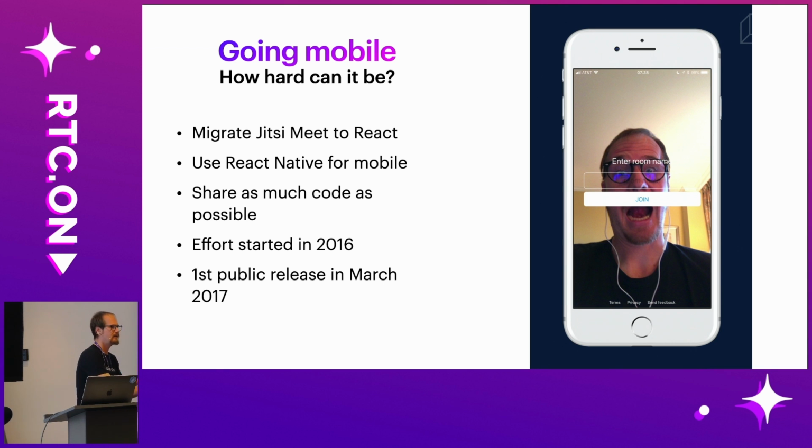Then we're going to use React Native for mobile, and we are going to leverage all of that code that we had already written. All the business logic, your middlewares, your reducers, everything would be shared, except we would branch out when it comes to rendering. So we would use React Native components on mobile, the DOM on the web, and everybody would be sort of happy. That was the plan. This effort started in 2016, and the first public release on the stores, Play Store, Apple Store, was somewhere in March 2017. We started out with React Native 0.27.